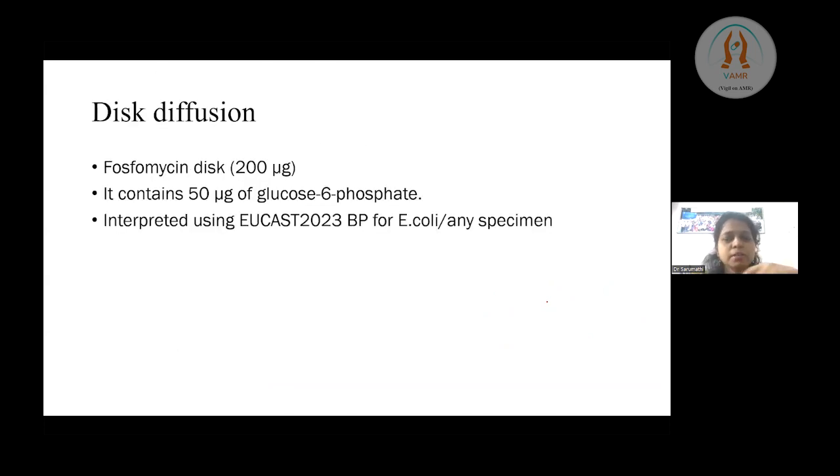Coming to the disc diffusion, as I told, from HiMedia you can purchase the disc containing 50 microgram of glucose-6-phosphate. Even though only the E. coli breakpoint is there, for other isolates like Klebsiella and Enterobacter we can also use the E. coli breakpoint for interpretation of disc diffusion for our study purpose.